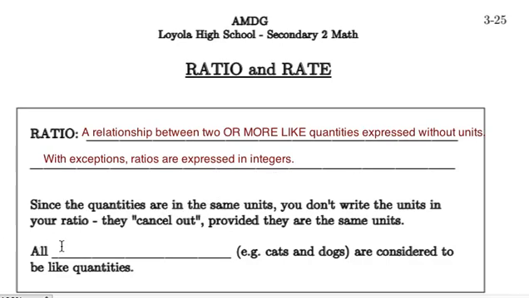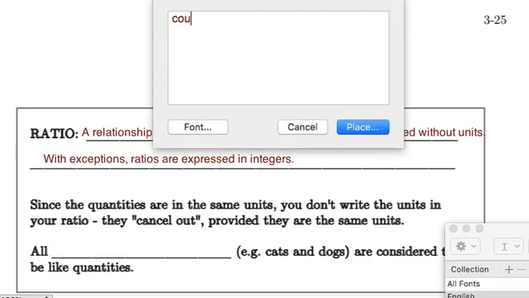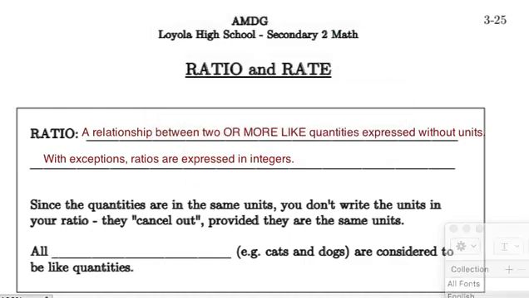There's another blank here. It says all blank, for example, cats and dogs, are considered to be like quantities. We call these countable things, right? So anything that you wouldn't normally attach regular units to, like you wouldn't say cats milliliters, right? Or if you were talking about the sofa in your house, you wouldn't say sofa meters or something like that. All countable things we can include in ratios and put them in ratios together. We consider them like quantities.